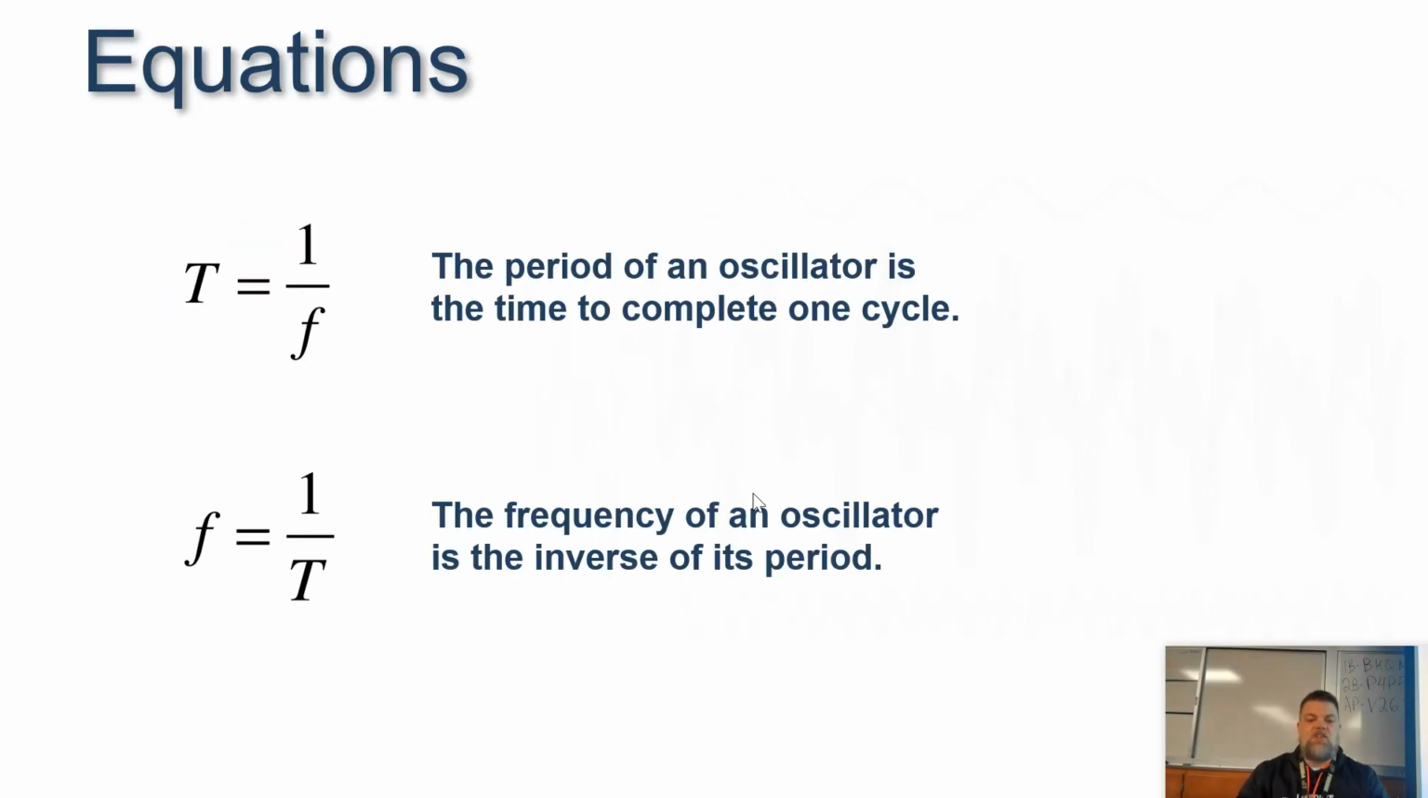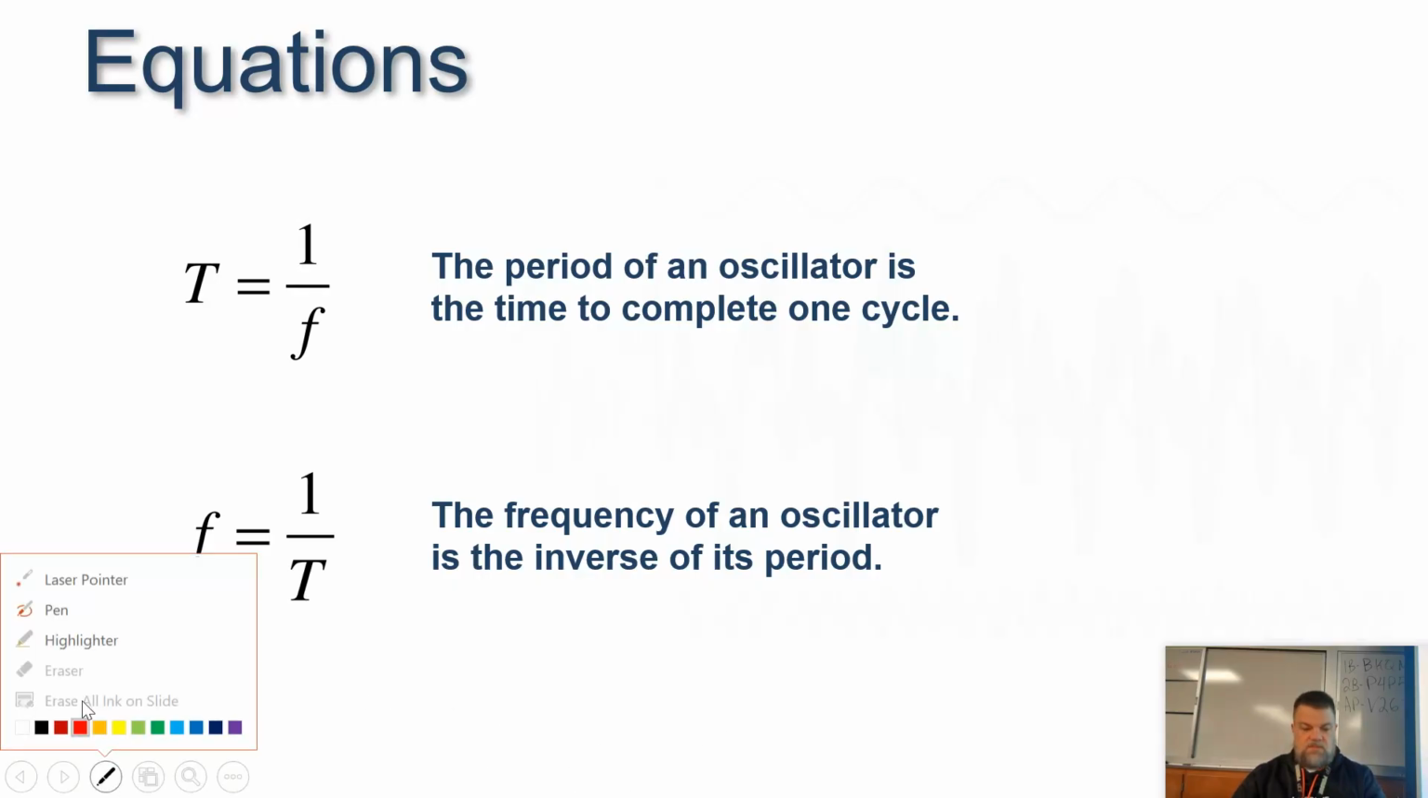This is what I need you to write down. So the period of an oscillator is the time to complete one cycle. And just for clarification purposes, this right here is period and the F is frequency. So the capital T is the time of the period.